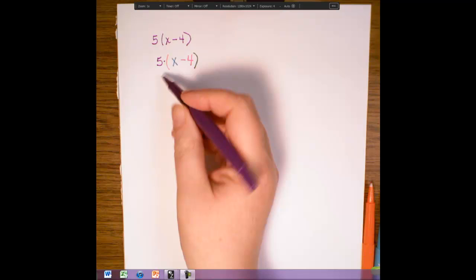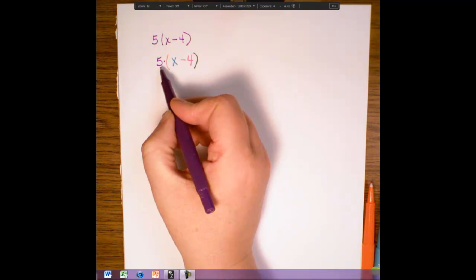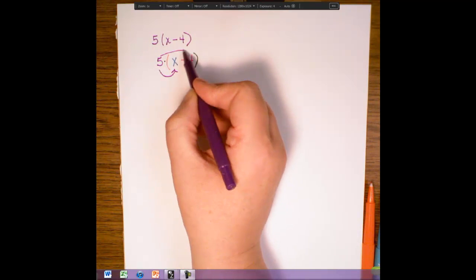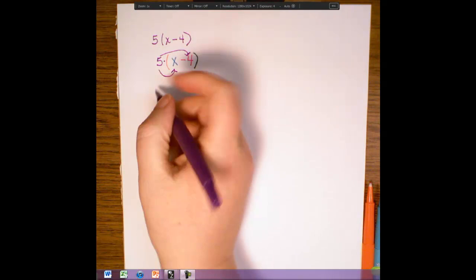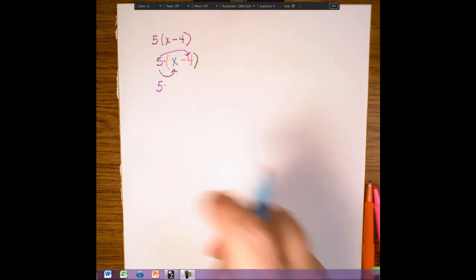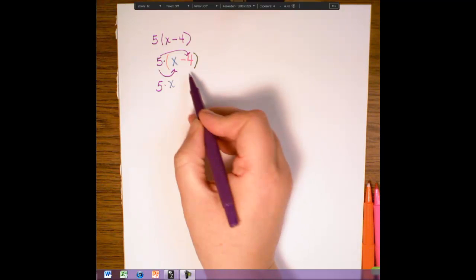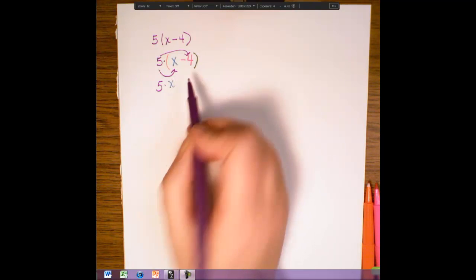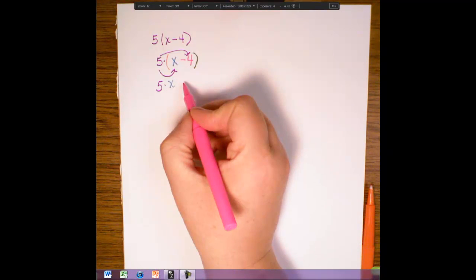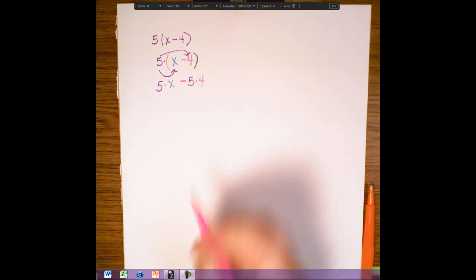So the 5 is going to be multiplied through the x minus 4. And so what we want to do is multiply the 5 and the x and the 5 and the 4 over that subtraction. And what we want to do next is take that 5 and multiply 5 times the x, and there's a couple of ways we can think of this. So we can either think of the subtract, then the 5 times the 4.